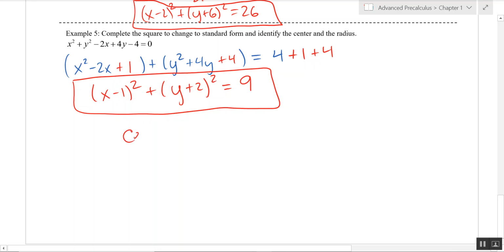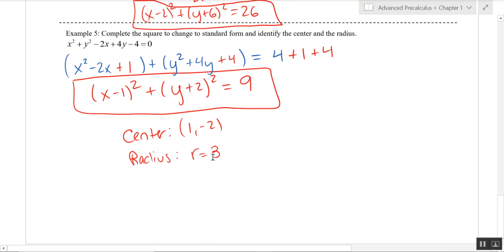Center here looks like (1, -2). That is (h, k), the center of our circle. And the radius, make sure you square root it. Our radius is equal to 3.